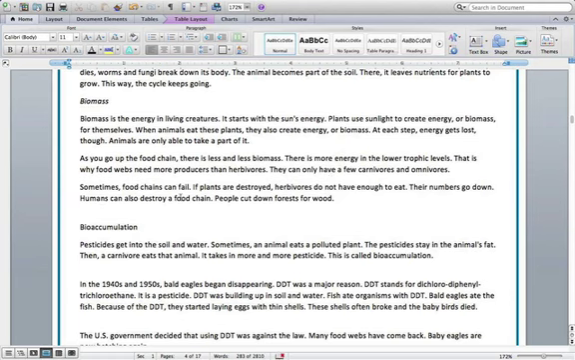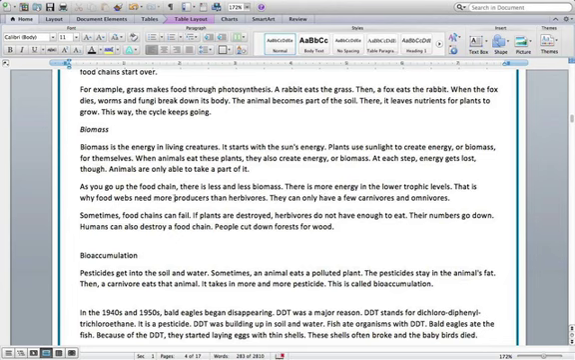Sometimes food chains can fail. If plants are destroyed, herbivores do not have enough to eat. Their numbers go down. Humans can also destroy a food chain. People cut down forests for wood.